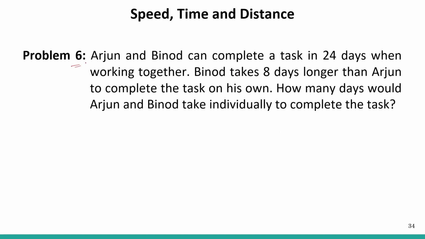Let's see problem number 6. Arjun and Binod can complete a task in 24 days. Okay. So their combined work rate is given as WC is equal to 1 by 24 when working together. So Binod takes 8 days longer than Arjun to complete the task on his own.